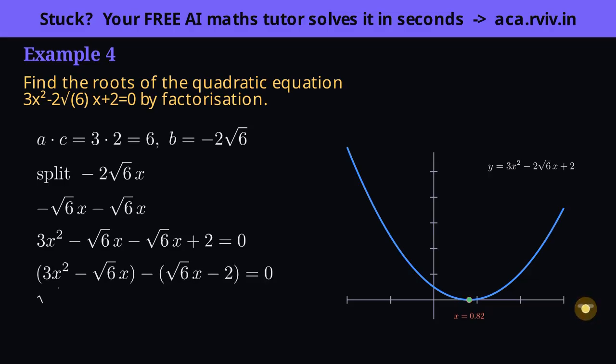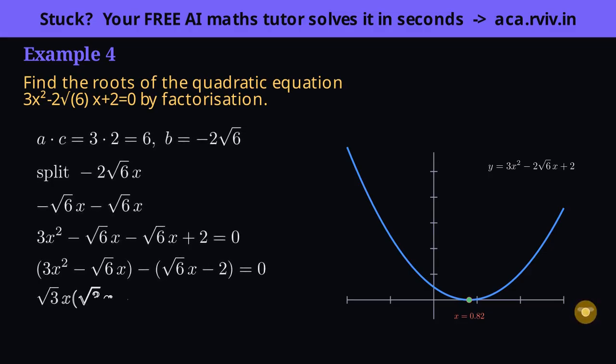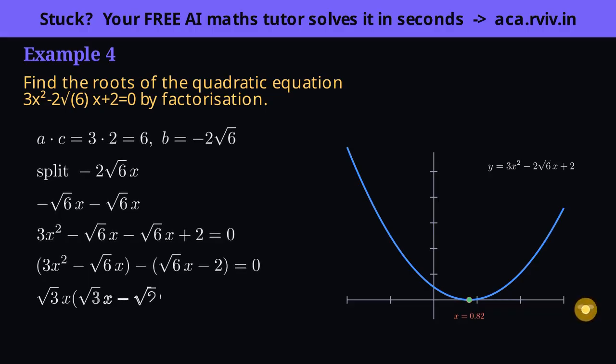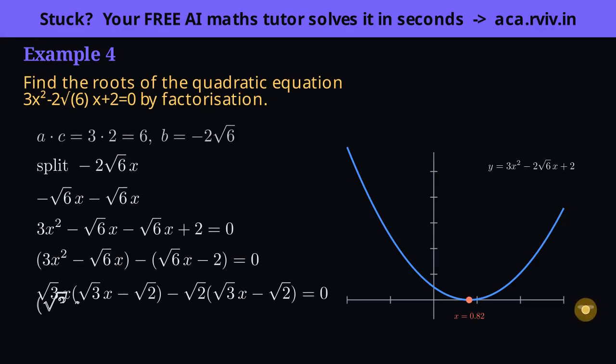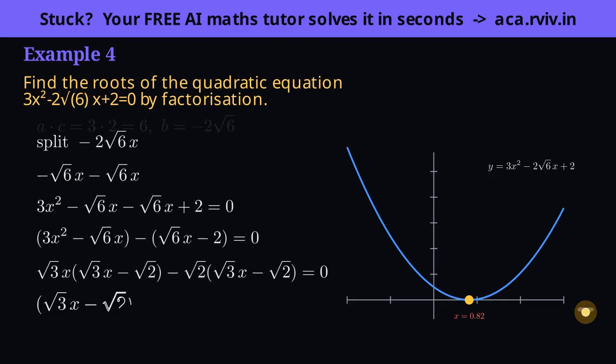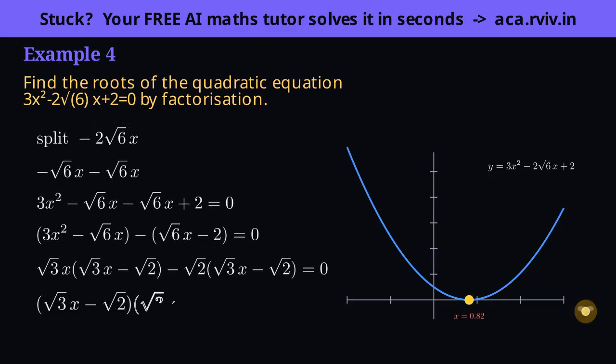Now factor cleverly. The trick with surds is to rewrite coefficients using roots. 3 is root 3 times root 3, and root 6 is root 3 times root 2. Pull root 3x from the first pair and root 2 from the second, and both leave the identical bracket, root 3x minus root 2. Factor out that common bracket. Look what we get, the same bracket multiplied by itself, a perfect square. That's the algebra confirming our equal split.